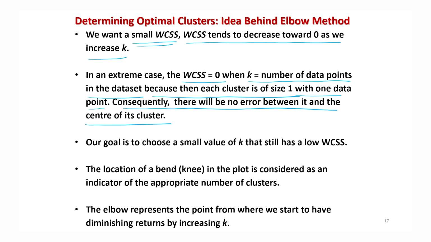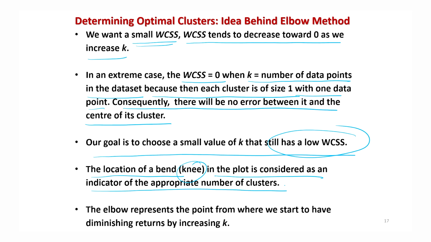So that is why if you increase the number of clusters, the WCSS will decrease. But definitely when you take only one cluster of all the units, then the WCSS is going to be highest, but we want to strike a balance between the two. So our goal is to choose a small value of k that still has a low WCSS. Right. So the location of a bend or the knee in the plot is considered an indicator of the appropriate number of clusters. So the elbow represents the point from where we start to have diminishing returns by increasing the value of k, right.